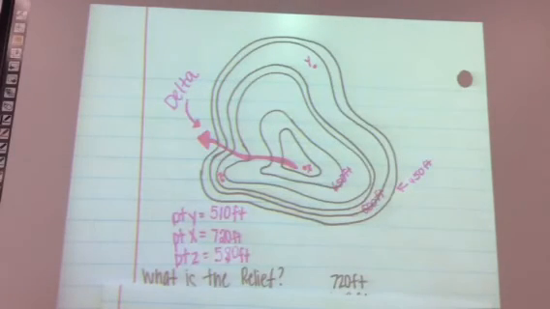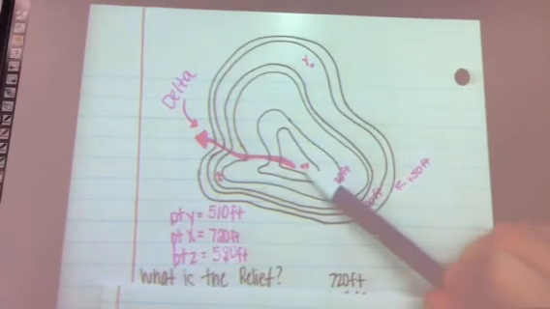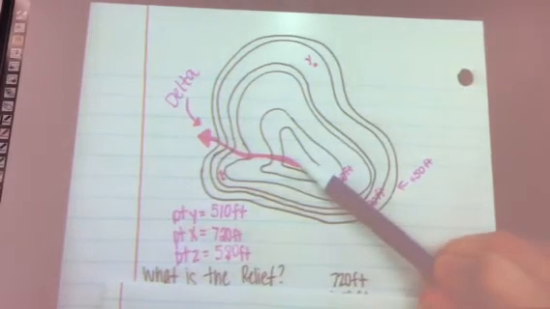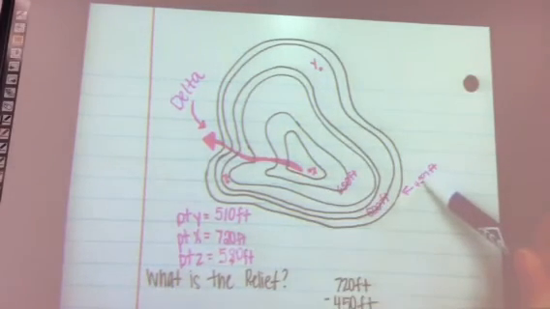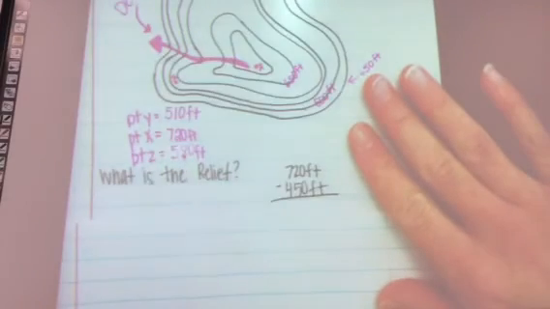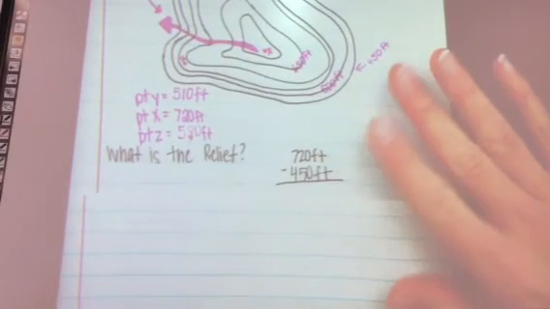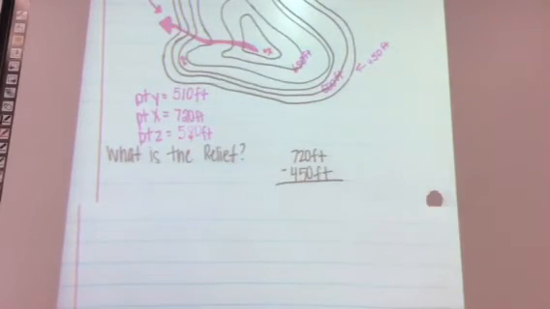Okay, so now we know our highest point, which is X, and the reason X is our highest point is because it's on the inside of that inner circle. And our lowest point of 450, you would take those two and find your relief. 720 minus 450. You do it? Yeah, you do it. Bam. Done.